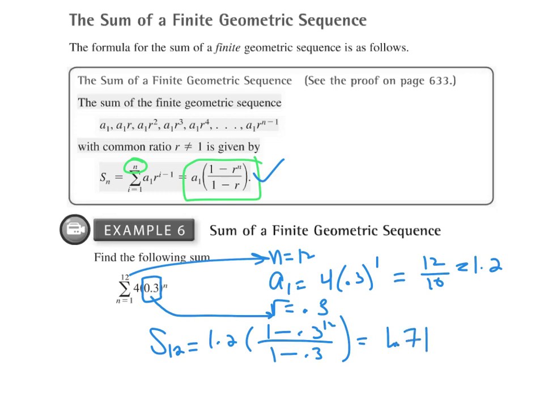So you should end up with 1.71 as the approximation. Okay? And that's good enough for now. You are going to get some weird decimals in there. But just double check that you plugged in everything correctly if you did not get that answer.